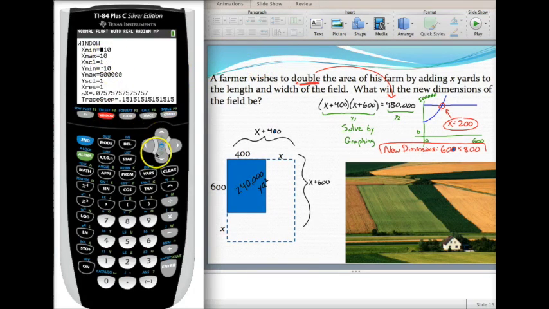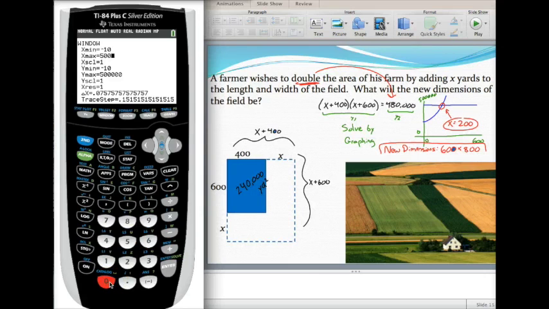Let's make our x max a little bit higher. I could also use the problem to help me figure out what kind of x values would make sense. Remember, x stood for how much land we're adding to our field. Right now it's 400 by 600 yards, and I want to double my area. So I'm guessing adding 10 yards is going to be insignificant. So I need a much higher number. Let's try adding, I don't know, let's try 500 yards.